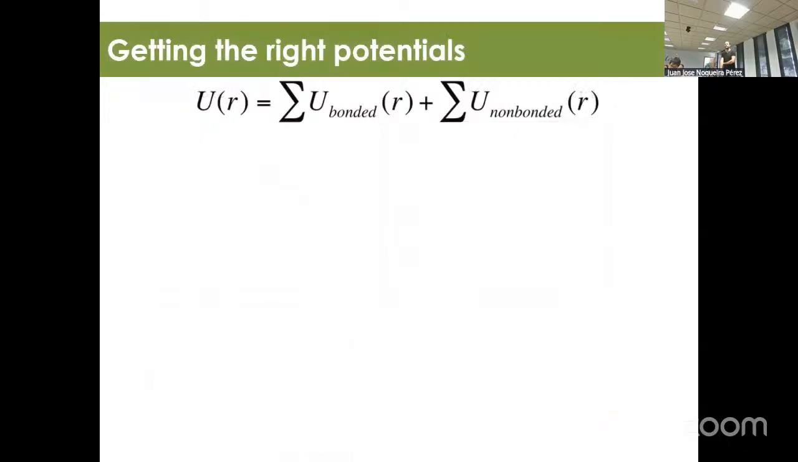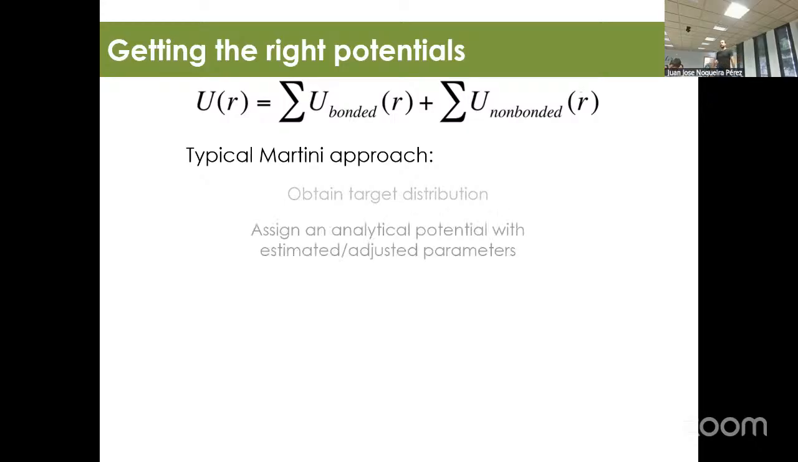All right. So just to recap this part, the typical Martini approach is you obtain your target distribution either from experiment or from your underlying atomistic system. And for that, you map your particles onto your beads on that system, and then you measure your angles and the resulting bonds and such.